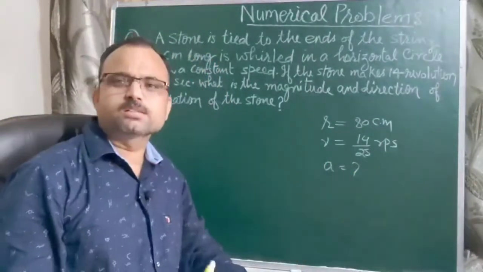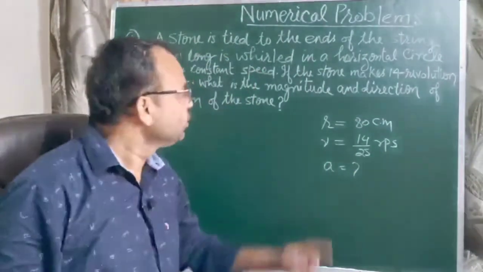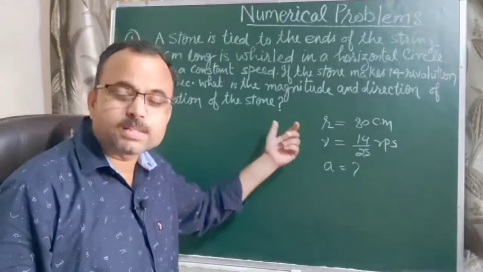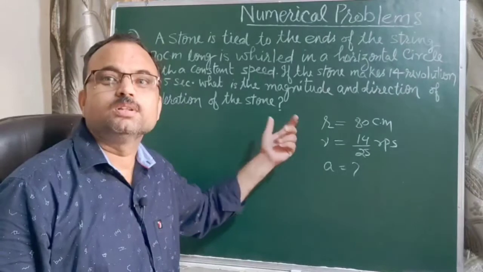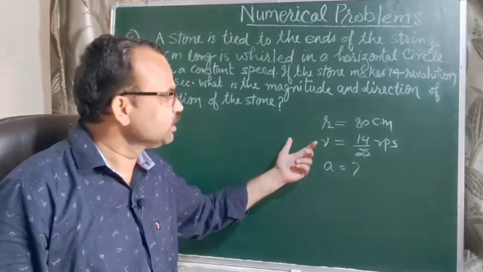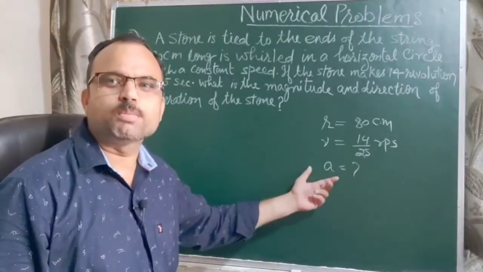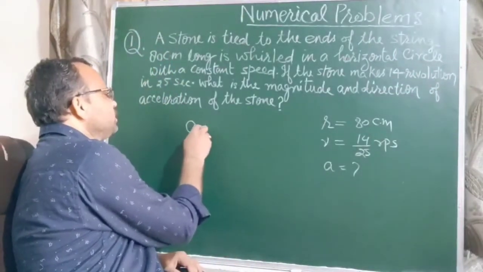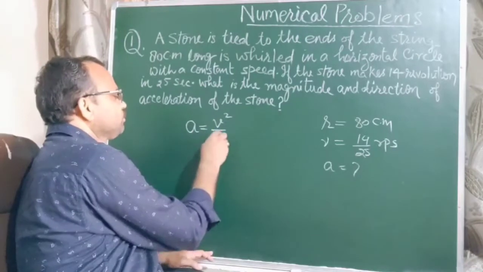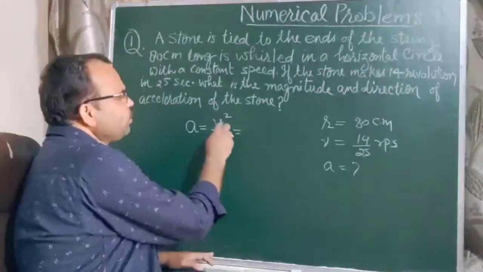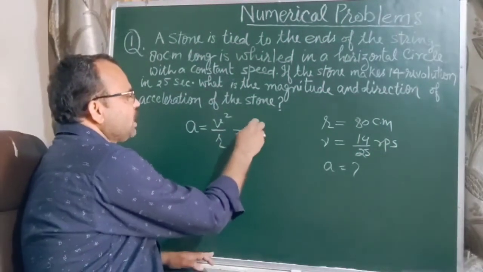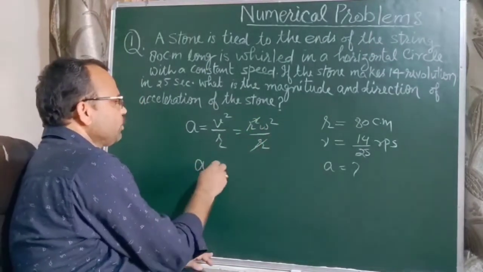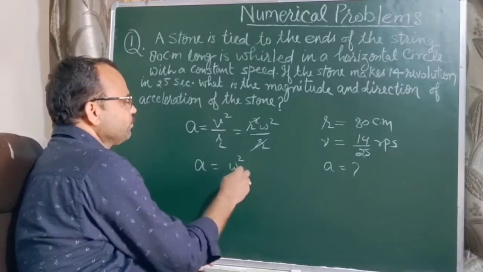So in this case, the stone is moving in a circular path with constant speed. Then which type of acceleration is produced in this situation? The name is centripetal acceleration. So we have to calculate centripetal acceleration. As we know, the centripetal acceleration is a equal to v square upon R, and the value of v is R omega. So R square omega square upon R, this R and R cancel. So a equal to omega square R.